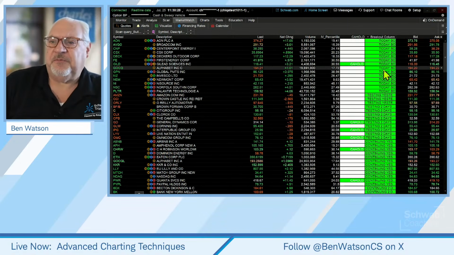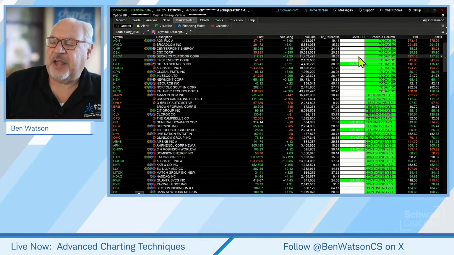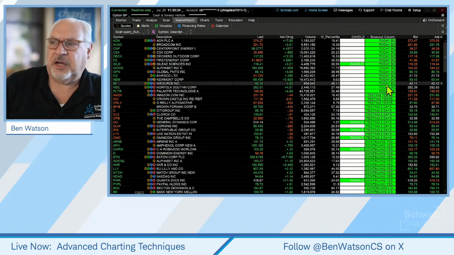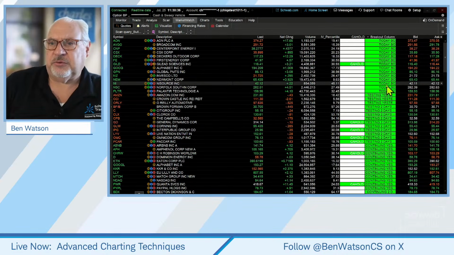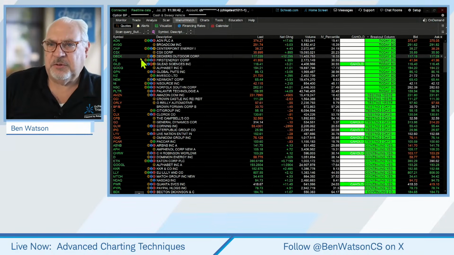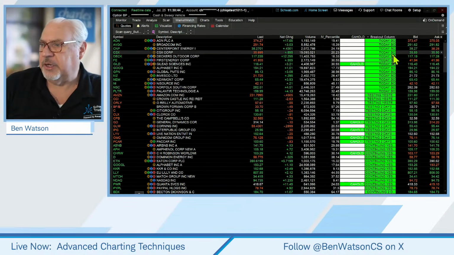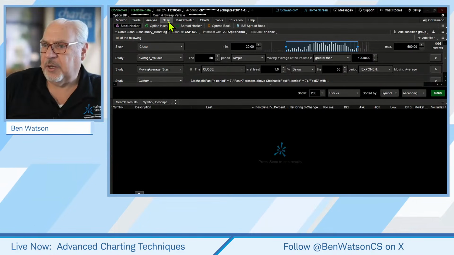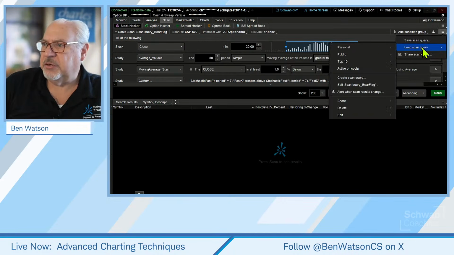Now, if you've been in my bull flag class, I'll even do this. I'll be fair and share the characteristics of this scan with you because I'm a nice guy. Let's open up this scan here really quickly. Let's load our scan query. I'm going to open it up. It's in my personal, and let's go to bull flags, and I will share this with you.